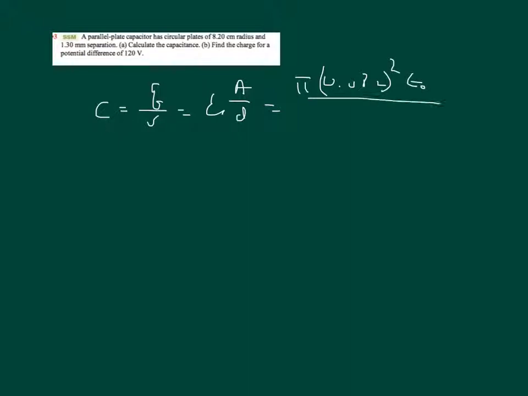We're starting like this. Capacitance equals Q over V, also equals epsilon naught times A over d. And since we know it's a circular plate, the area would simply be pi r squared, so 0.082 squared times epsilon naught divided by 0.0013 meters. And that, according to my calculator, will give me 144 pF.